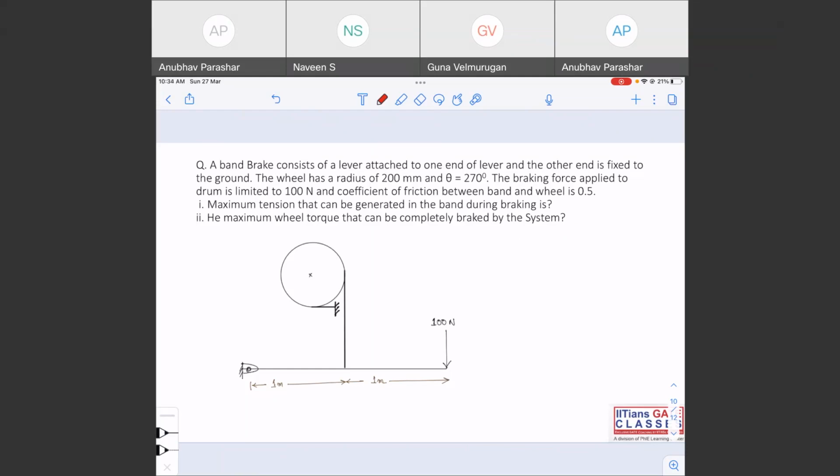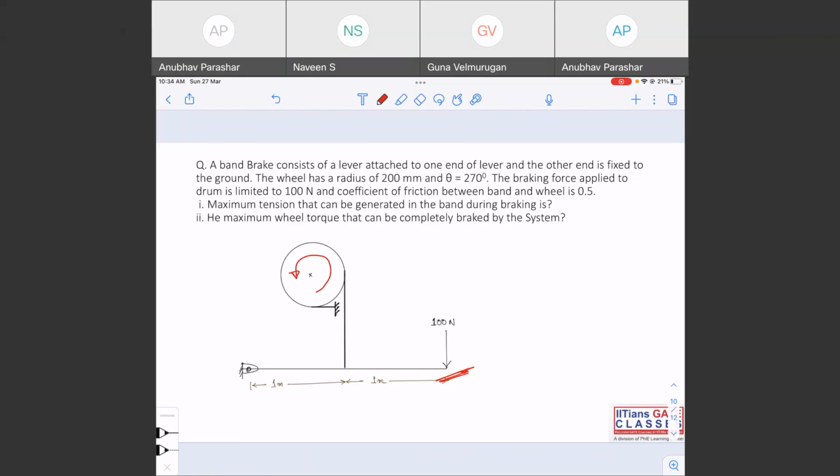So to find out maximum tension, again, let me give you the direction of rotation. Let me say this is the direction of rotation, anti-clockwise. यही direction होगा if force is in this direction. This is how the direction of rotation will be.